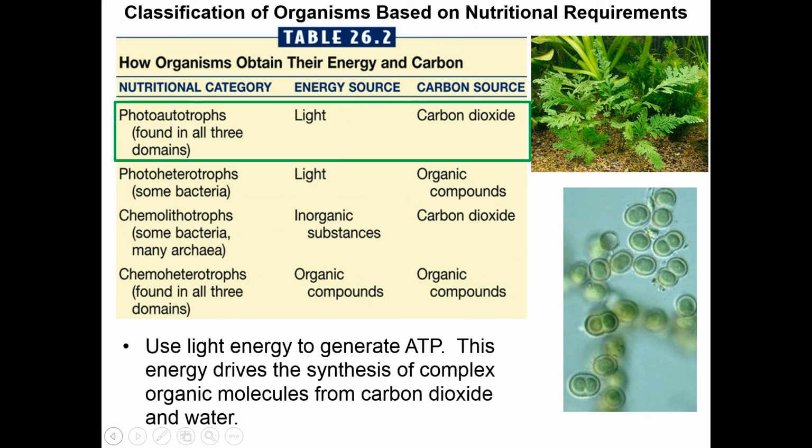Alright, so bring up this idea of photoautotrophs. Your photoautotrophs utilize sunlight as an energy source. In this case, the carbon source is carbon dioxide. So they use an inorganic form of carbon.